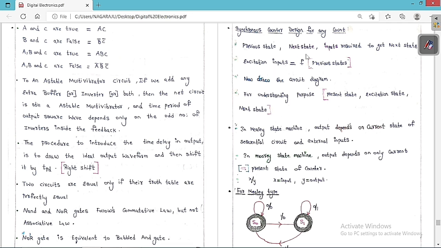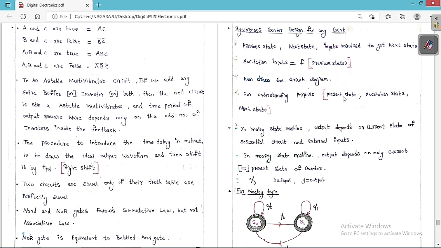Now, with the help of simplification, with the help of a K-map, you are going to get certain expressions, and now draw the circuit diagram. For understanding purposes: present state, excitation state, and next state. This is the thing that you should always keep. Always draw a table of previous state, excitation state, and the next state.